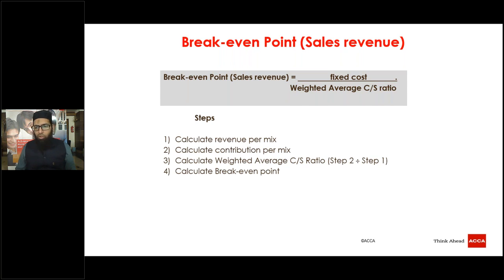So the most important point over here is how to determine the weighted average CS ratio. For this, we calculate the revenue per mix. We also calculate the contribution per mix, and then we calculate the weighted average CS ratio.